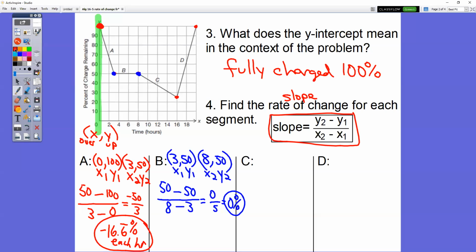Take a look at segment C. Segment C, we're going from this point to this point. Again, I'm just going to assume that that's halfway because it looks like it, all right? We're going to assume that that's 25. So we're going from over to 8 up to 50 to over to 16 up to 25.